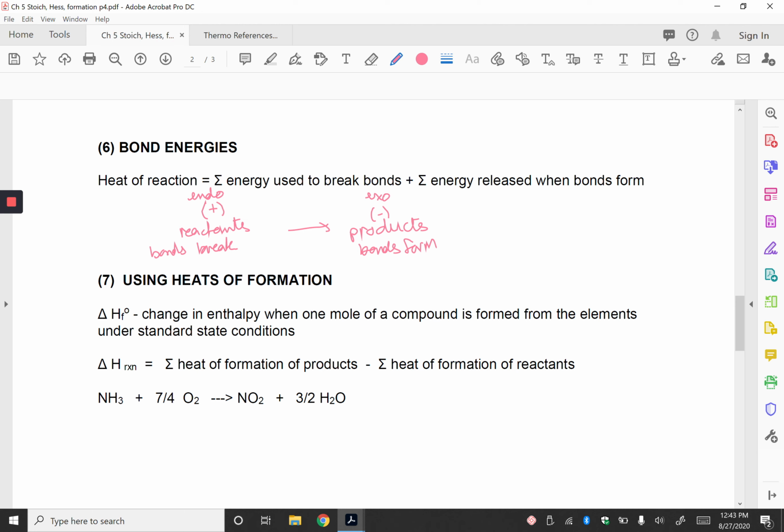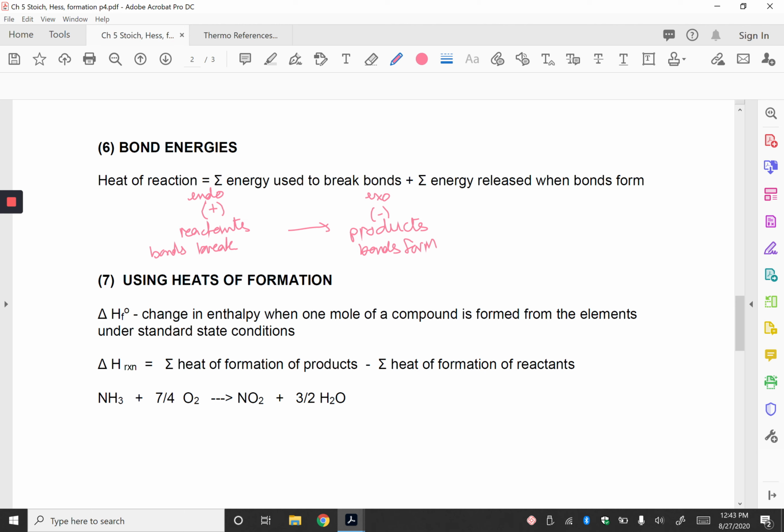Okay, so now let's talk about heats of formation. Heat of formation is the change in energy, or the energy that is transferred, when you form 1 mole of your compound from the elements in their natural standard state. So again, it is how much energy is transferred when 1 mole of a compound is formed from its elements.